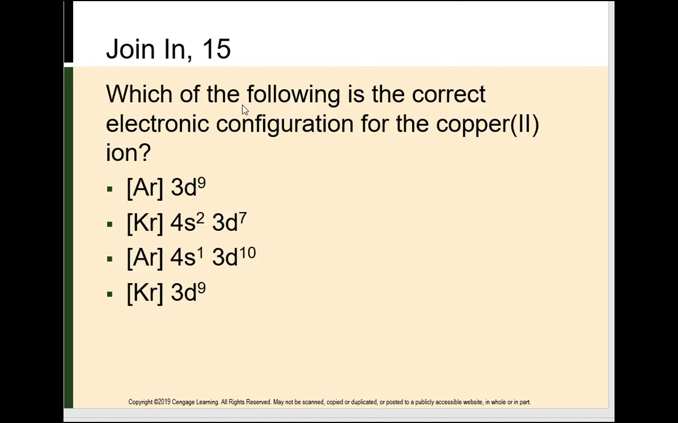How about this one? What about copper 2 ion?